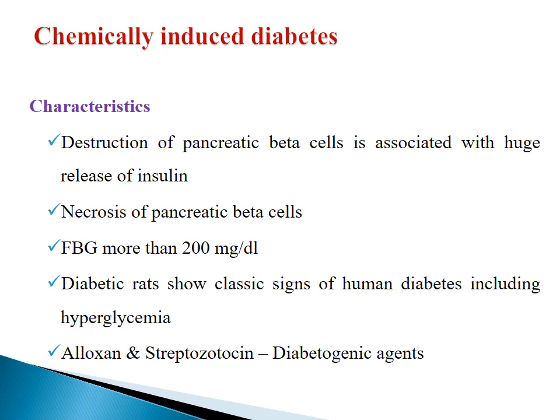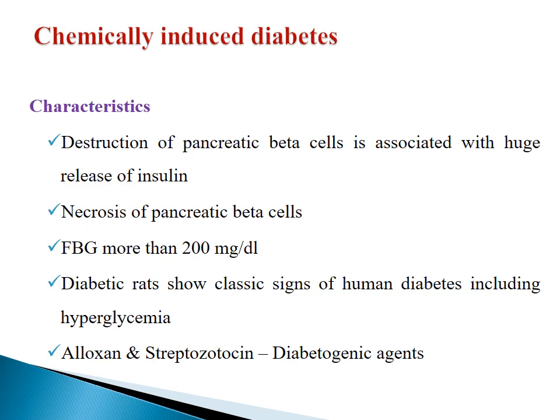In chemically induced diabetes model, as the method indicates, chemicals are used for induction of diabetes. Commonly used chemicals are Alloxan and Streptozotocin. They are the diabetogenic agents. Both of them cause destruction of pancreatic beta cells. The destruction is associated with extensive release of insulin.